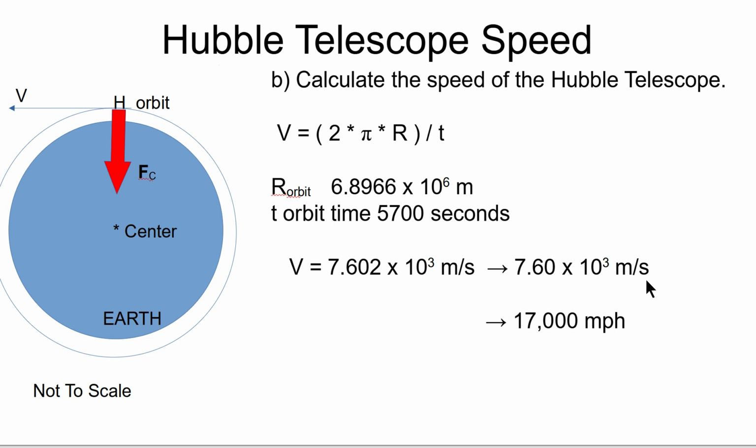If you convert that to miles per hour, roughly, and to do that, you would use 1 mile per hour divided by 0.447 meters per second. Use that conversion factor, so we get about 17,000 miles per hour. And that's typical for things in low Earth orbit. This is a low Earth orbit. My drawing is not to scale.